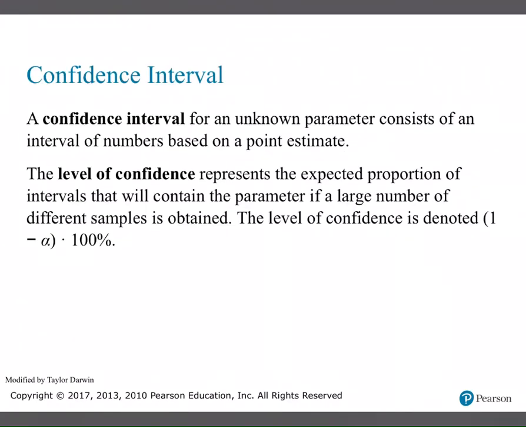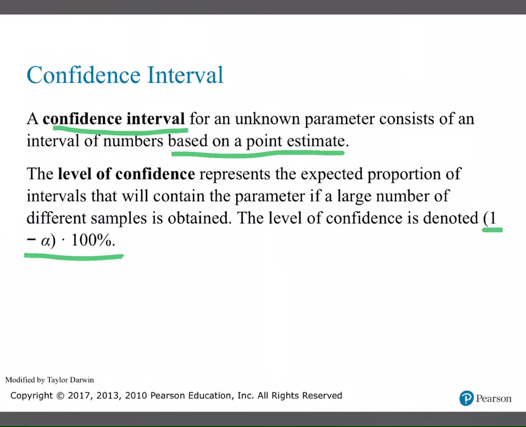And keeping that in mind, because I can theoretically get close to my population with a point estimate, I can do something called a confidence interval. A confidence interval for an unknown parameter consists of an interval of numbers based on a point estimate. So it's based on that number that we just found. The level of confidence represents the expected proportion of intervals that will contain the parameter if a large number of different samples is obtained. The level of confidence is denoted (1 minus alpha) times 100%.